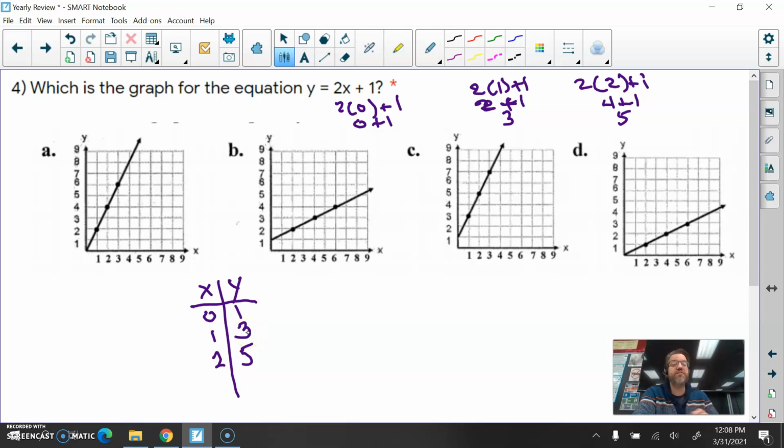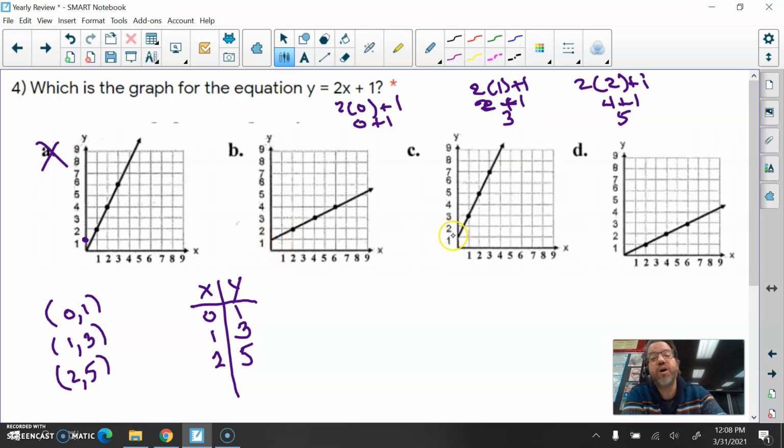So what I need to do is find a line that passes through these points. We have 0, 1. We have 1, 3. We have 2, 5. See, ordered pairs are always x and y. We're finding our input-output x, y pairs. Okay, so 0, 1, uh-oh, that's not even on this line. 0, 1, yep, we're good there. 0, 1, yep, we're good there. Uh-oh, this one, 0, 1, isn't even on the line. So just like that, I've eliminated D.